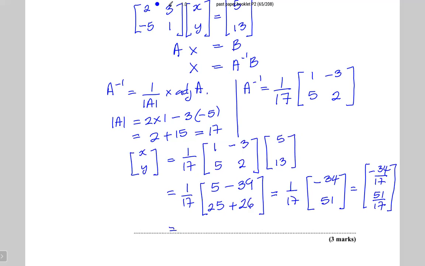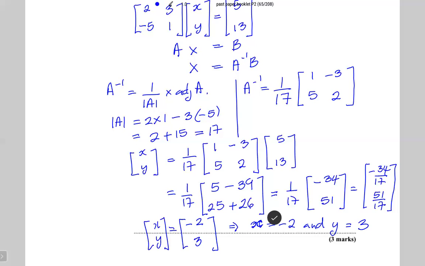And so what we have is that xy would be equal to minus 2, positive 3. So now I can say, therefore, x is equal to minus 2 and y is equal to 3 are the solutions of the simultaneous equation. Next page.